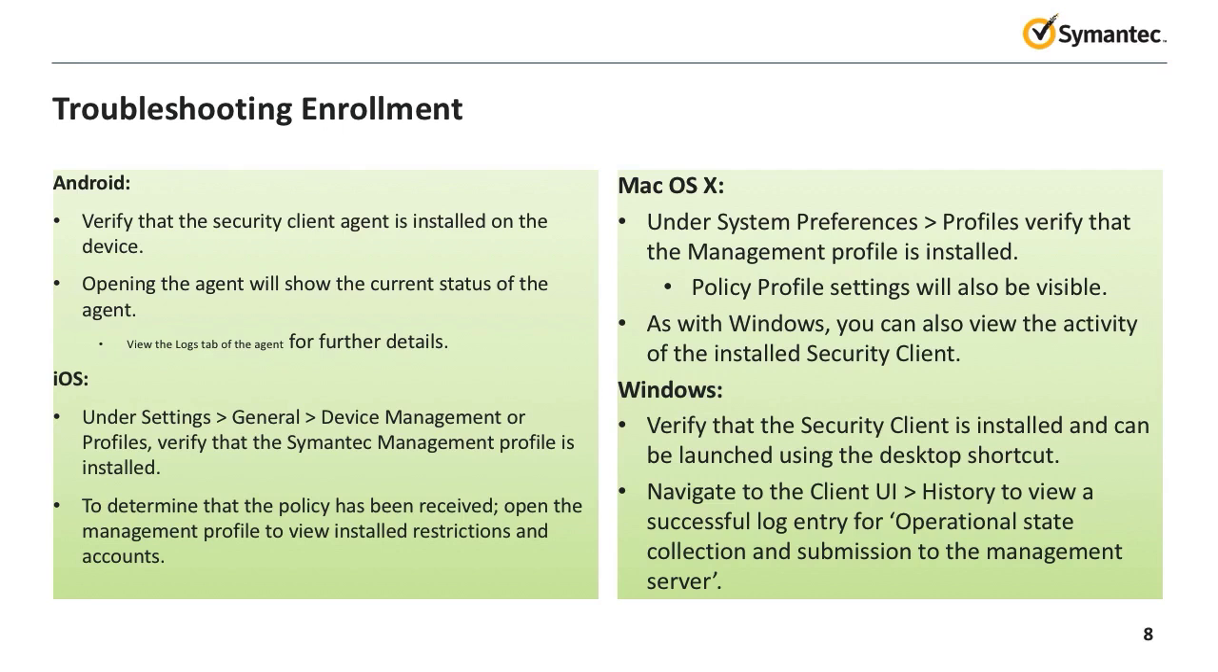For Mac OS X, under System Preferences, Profiles, verify that the Management Profile is installed. Policy profile settings will also be visible. As with Windows, you can also view the activity of the installed security client. And for Windows, verify that the security client is installed and can be launched using the desktop shortcut. Navigate to the Client UI History to view a successful log entry for operational state collection and submission to the management server.